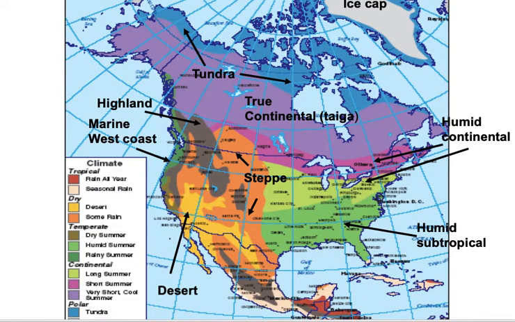So if you put all of those different climate factors together, you can make a climate map. This is of the North American continent. And you can see a whole bunch of different names that are given to the different combinations of factors that result in different climate names. And in the next lesson, we'll be looking at examples of different kinds of climate.